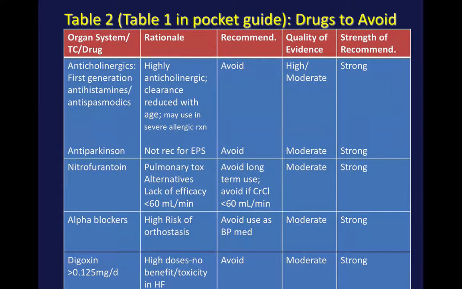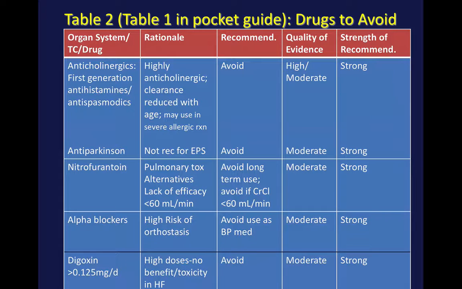The alpha blockers, and when we talk about alpha blockers, we're talking about your classic peripheral alpha blockers like doxazosin, prazosin, and terazosin. Now that tamsulosin's been out for well over a decade, tamsulosin has less risk for orthostasis and is a better treatment option, especially in elderly men with BPH.